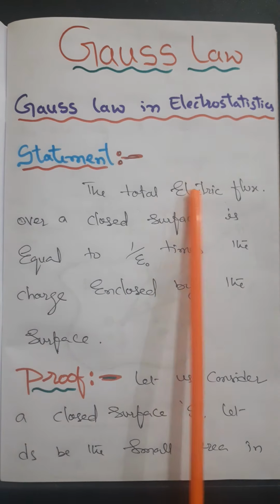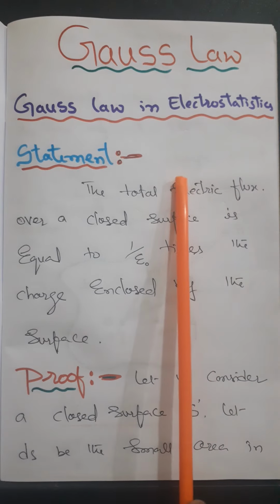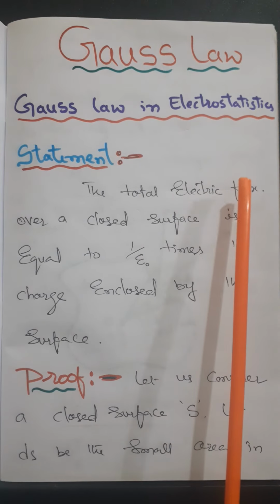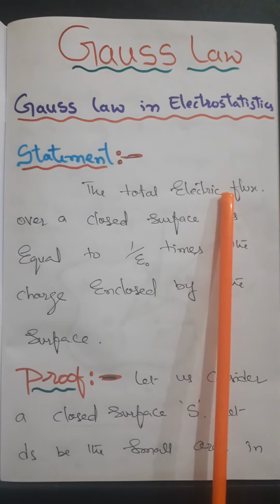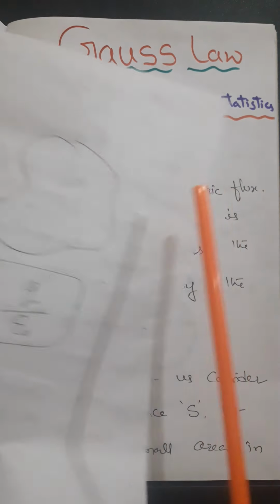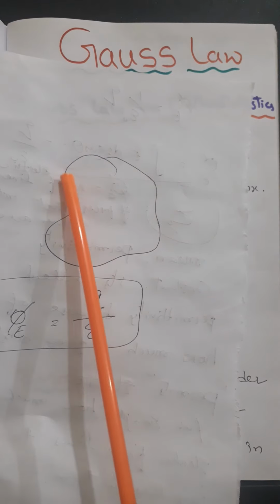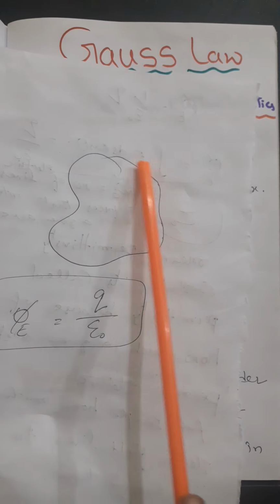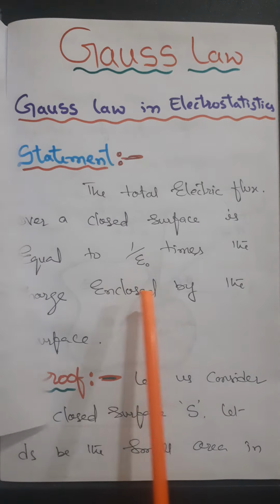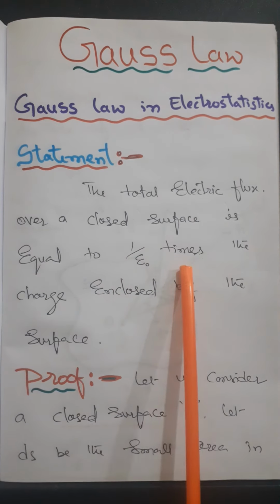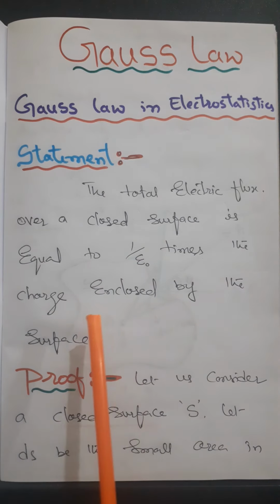First of all, what is electric flux? Electric flux is the number of electric lines of force that interact with a given area. Here, the electric flux over a closed surface is equal to the ratio between the charge and epsilon naught, the charge enclosed by that particular area: 1 by epsilon naught times the charge enclosed by the surface.